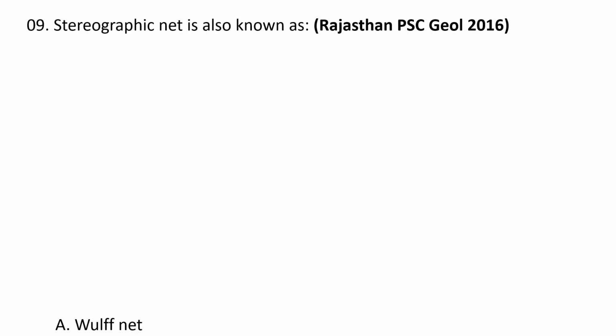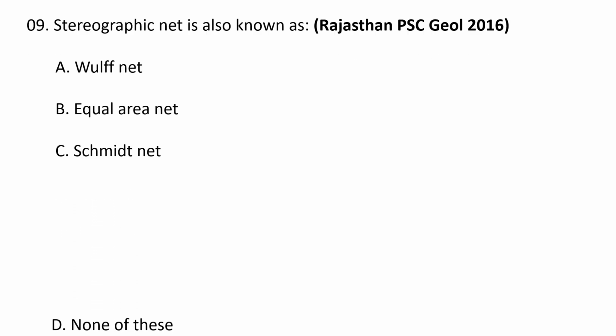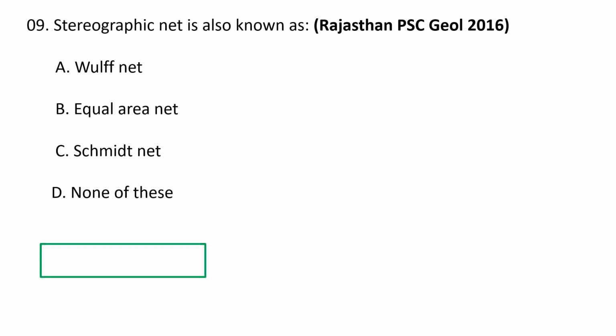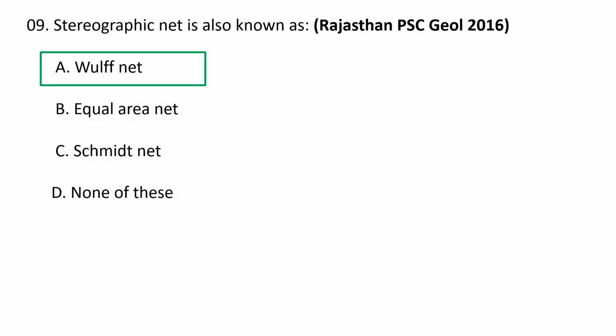Next question. Stereographic net is also known as A. Wolf net, B. Equal area net, C. Schmidt net and D. None of this. Stereographic net is also known as a Wolf net. It is named after G.V. Wolf, who adapted the net to crystallographic use. So that's why stereographic net is also known as a Wolf net. A is the correct option.